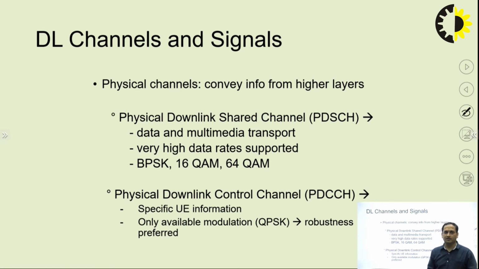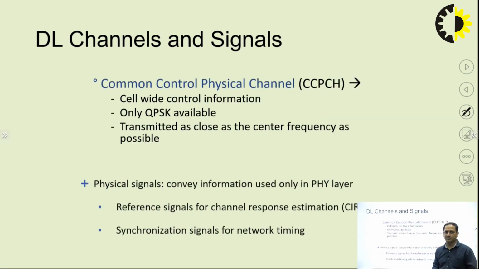In this way, we can go further: different channels and signals are introduced. In the downlink shared channel we have the PDSCH, and in the downlink control channel we have the PDCCH. The downlink shared channel is used for different modulation schemes, and the physical downlink control channel uses lower-order modulation for the robustness of the signal. Then the common control physical channel, that is the CCPCH, is responsible for cell-wide control information, and it uses QPSK and transmits close to the center frequencies.